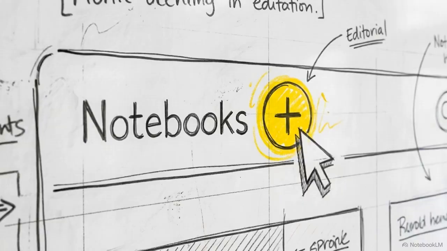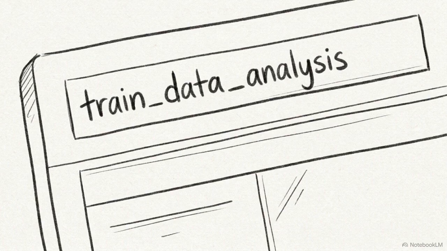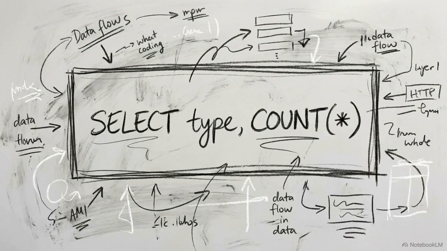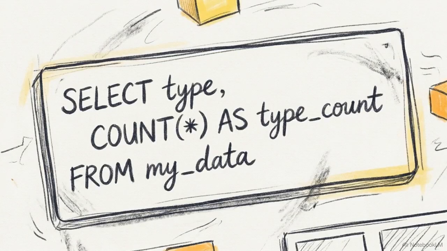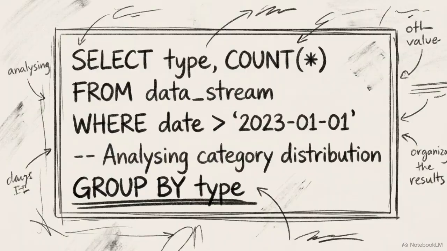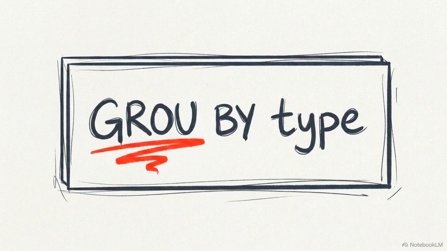Now let's organize our work. Click the plus icon to create a brand new interactive notebook and give it a name so we can store our custom analysis. In the first cell, we'll write an aggregated query. We want to select the record type and count the total number of records for each type. Then we add a group by statement to organize those counts. As you write, double-check your formatting. A missing space or a typo in your column alias will cause the execution to fail.